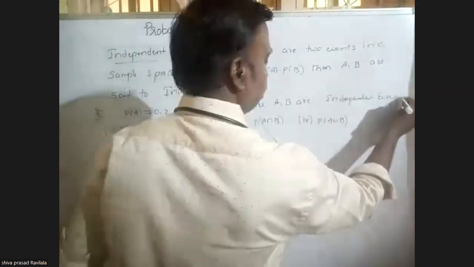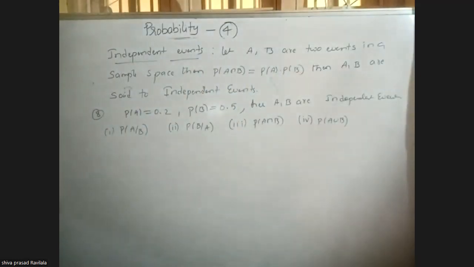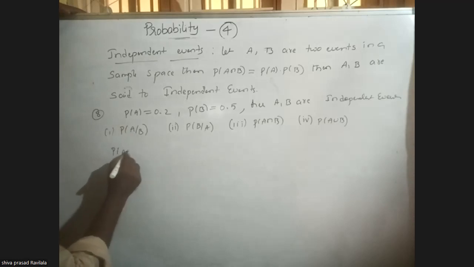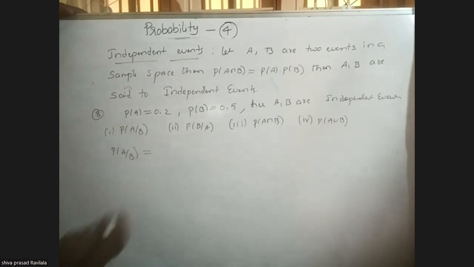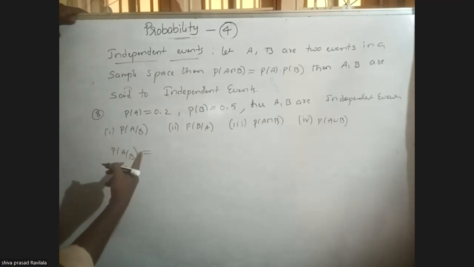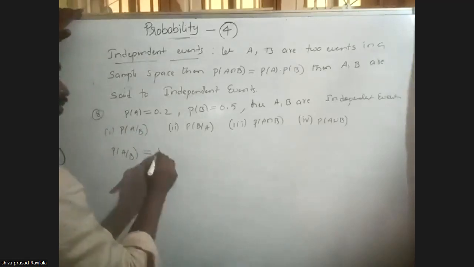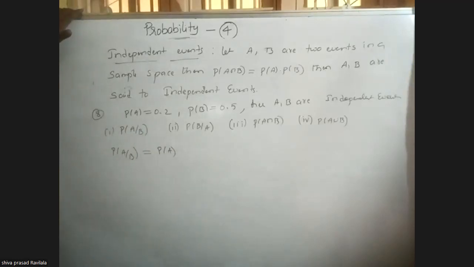Independent events. Where A, B are independent events, probability of A given B is equal to the formula: probability of A intersection B by probability of B. You directly write down this one, P of A, only the numerator.